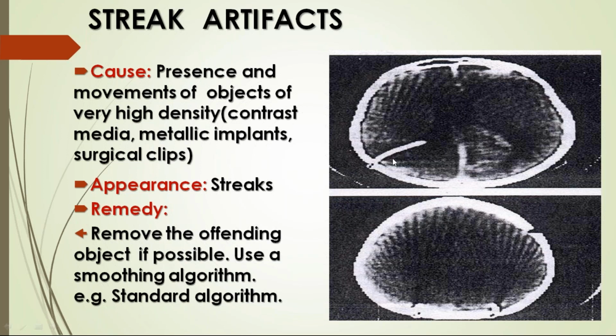If we are able to remove these metallic implants, clips, or surgical clips. Sometimes, normally, if the patient wears any earrings, nose rings, nose pins, or any other metal items, we will get streak artifacts here, and that's where we will tell the patient to remove any ornaments, earrings, or nose pins like that. Remove the offending object if possible, or use a smoothing algorithm.